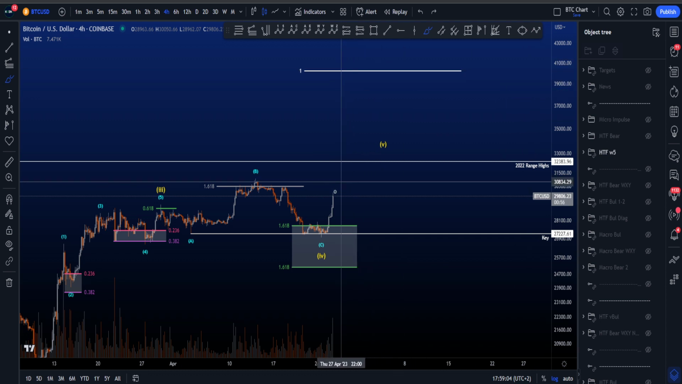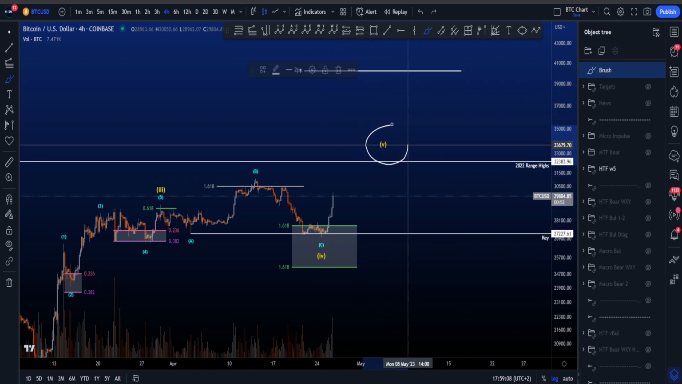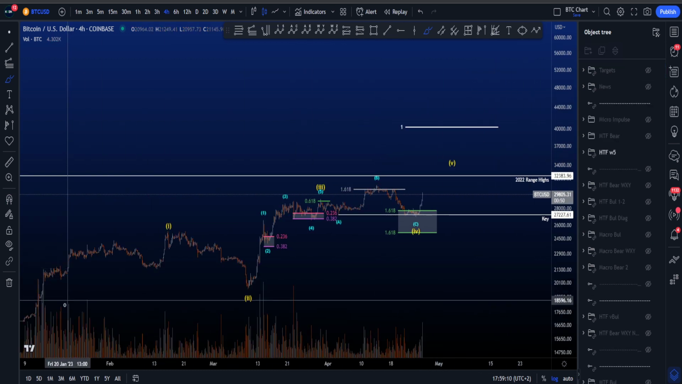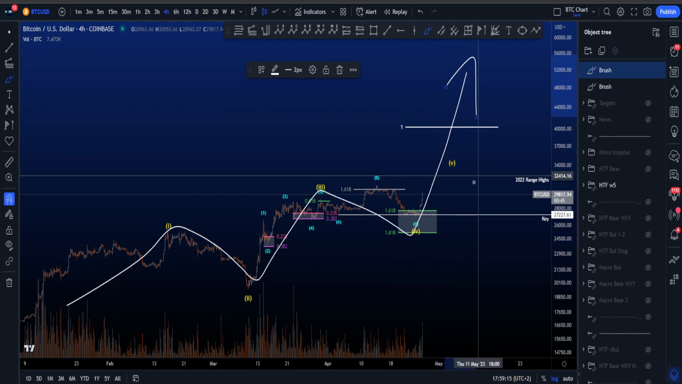So the maximum target for this wave 5 is the 1-to-1 over here, which currently sits at 40.2k. So the moment price pushes up all the way and hits this target, this scenario for a wave 5 is invalidated, and it is more likely this is a 1-2-1-2 for then a bigger 3 to the upside and much higher prices to come.